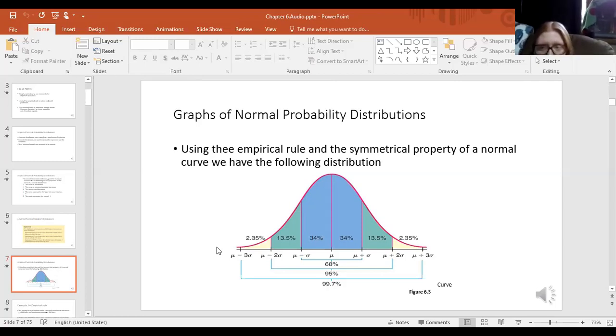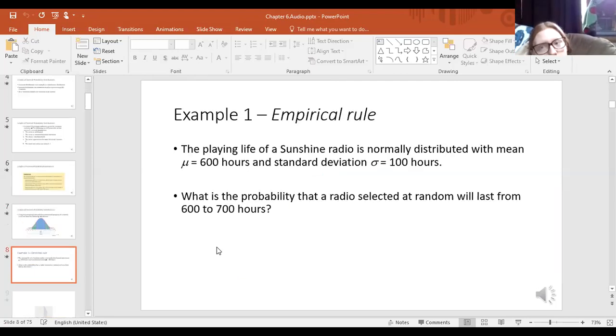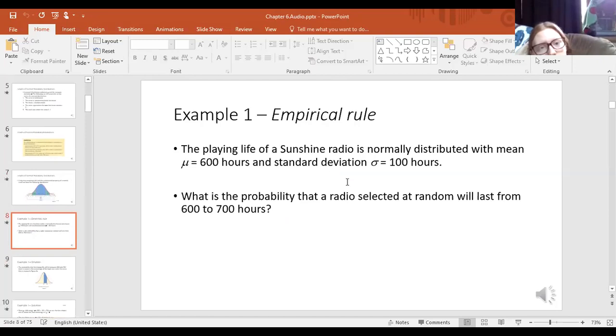So this can be useful in answering one of the questions that is actually, I think, the first question on your quiz. This is an example for it. In this example, we say that the plane life of a sunshine radio is normally distributed with a mean of 600 and a standard deviation of 100. What is the probability that a radio selected at random will last from 600 to 700?